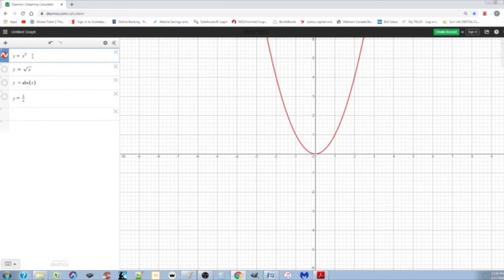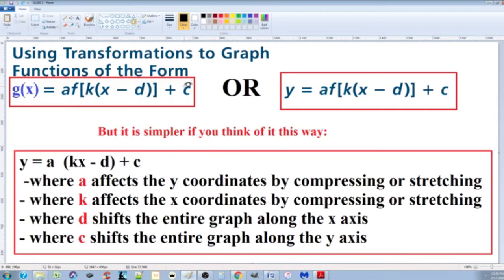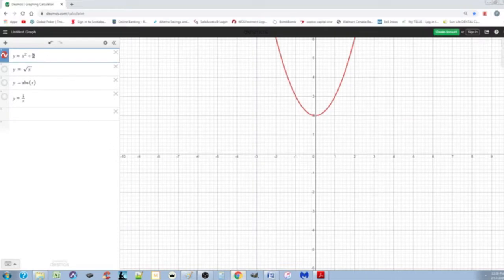website is if we alter the formula, we can see visually what happens. I've added +2 at the end. That +2 that I have added at the end is actually a c value. So I've added a c value there. Okay? And this is a great website to understand the translations.